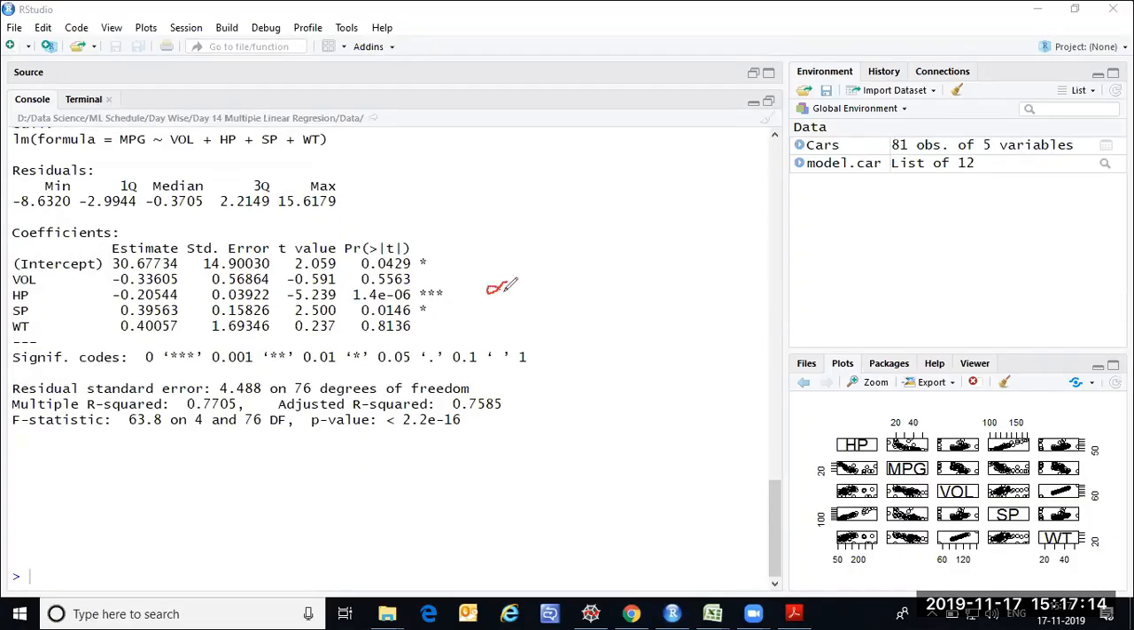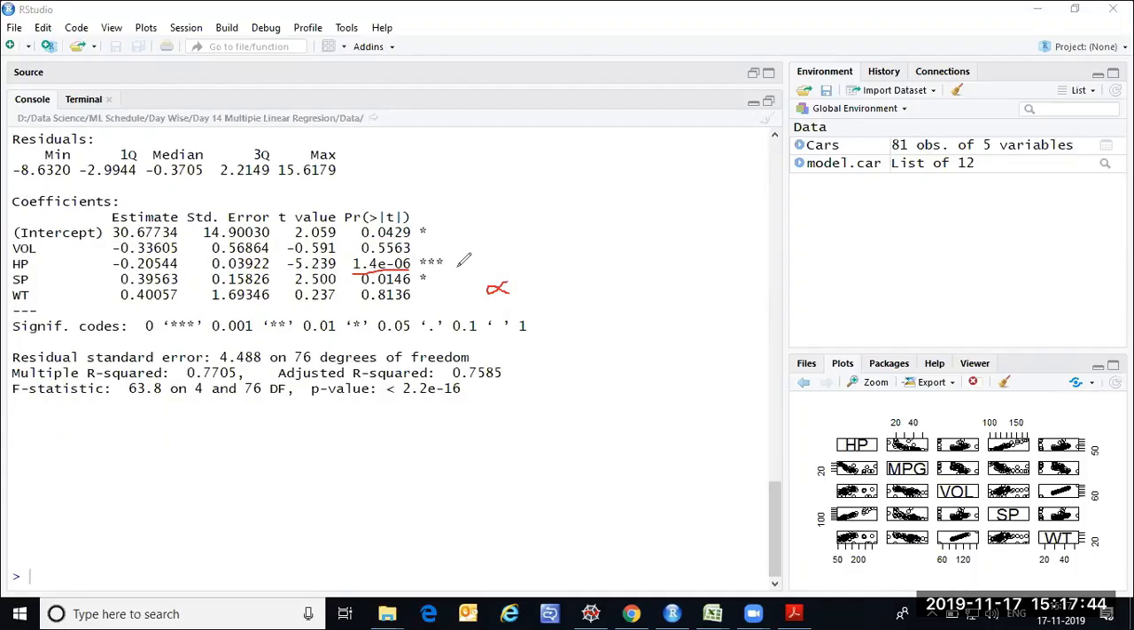What is the alpha value? If it is not given, 95 is what? 1 minus alpha or alpha? 5%, 0.05. So we need to compare the p-value of each of these coefficients with the alpha value. Is the p-value for the intercept, which is beta naught, lesser or greater than the alpha value? This is lesser. Lesser, right? Slightly lesser, 0.404.